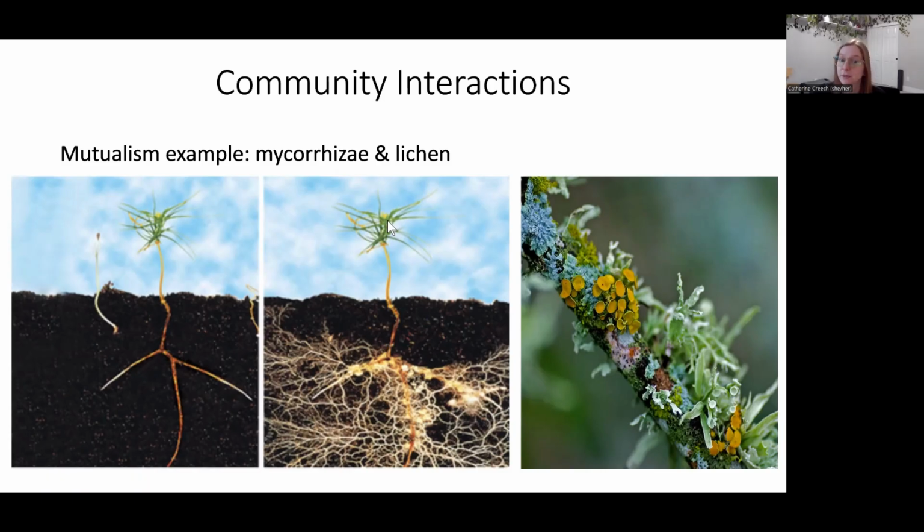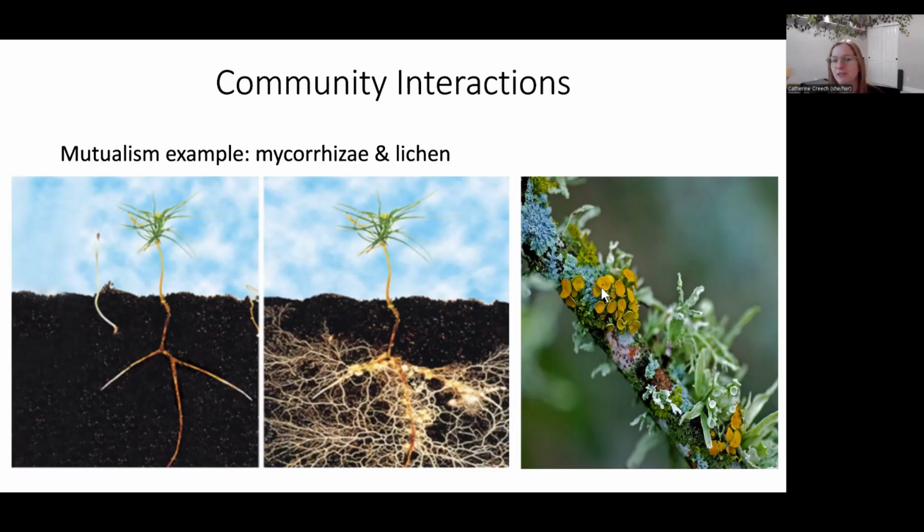In return, this plant can do photosynthesis. Your fungus can't. Fungi do not have chloroplasts. They are not plants. And so it can't make its own sugar. And in return, the plant's going to make sugar and give it to its fungal partner. Both of them are benefiting.